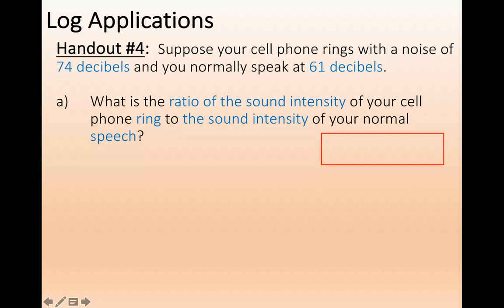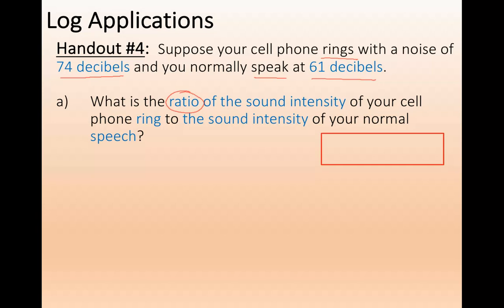So if you join me with number 4, I'm going to go a little bit out of order here. Suppose that your cell phone rings with a noise of 74 decibels, and you normally speak at 61 decibels. What is the ratio of the sound intensity of your cell phone ring to the sound intensity of your normal speech? So we're really working with two things here: the decibels for the phone ringing, and for you speaking. We want to know the ratio of phone ringing to speech.